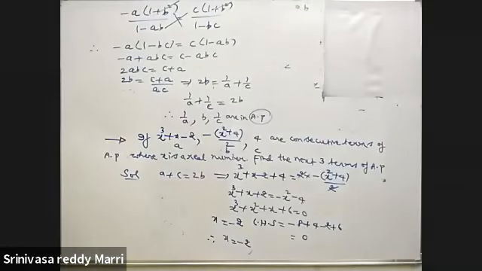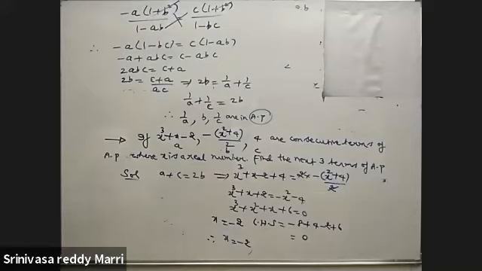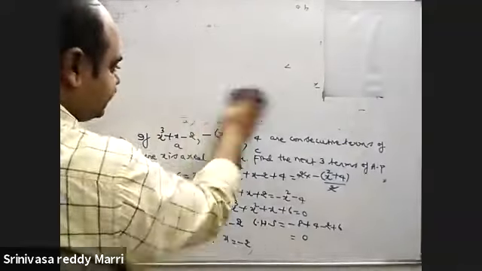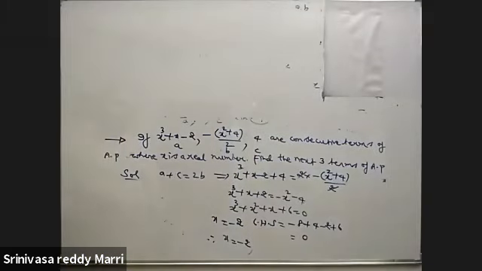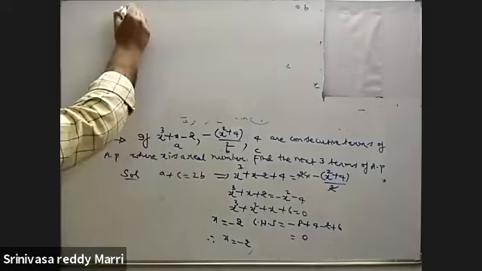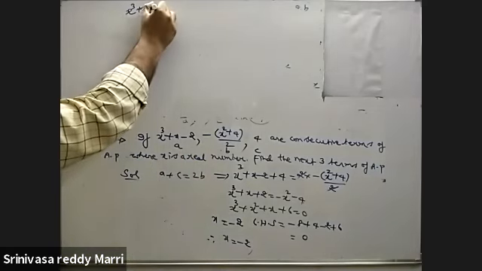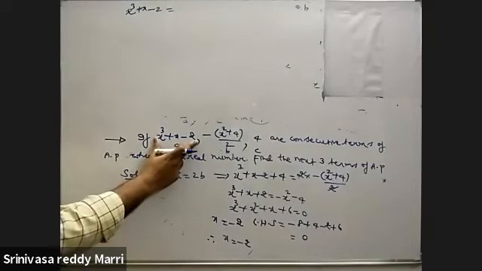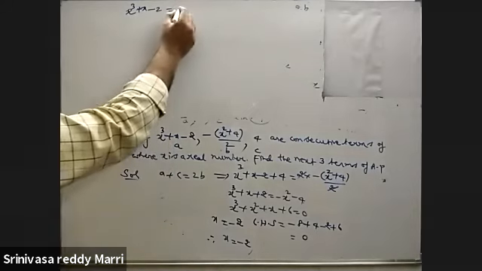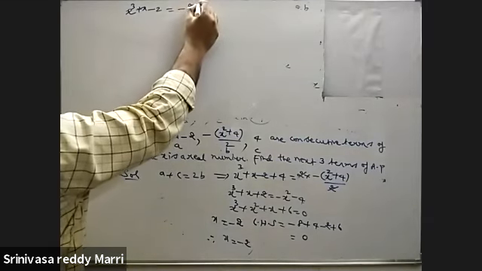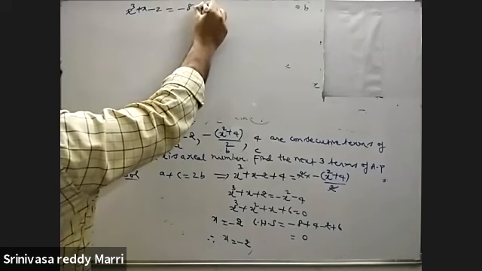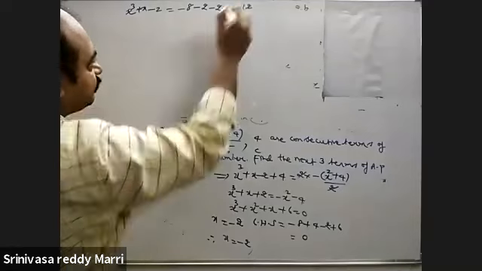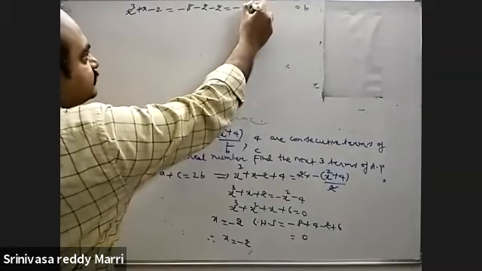That means you got the x value. If you got the x value, then you can find those three terms. Look at, if x equal to minus 2, what are the terms? x cube plus x minus 2: substitute here, minus 8 minus 2 minus 2, this is minus 12. This is A.